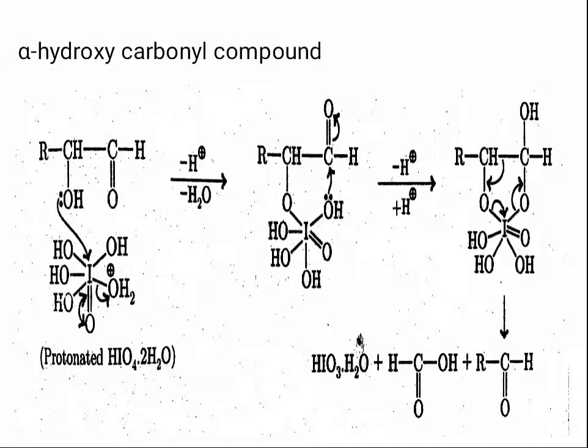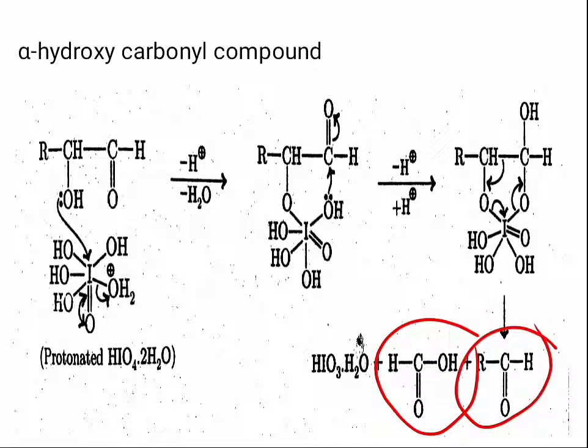This is in the case of an alpha hydroxy carbonyl compound. In the case of alpha hydroxy, this hydroxyl group will attack the iodine first, and then this water will be eliminated. Then after that this OH will attack this carbonyl group, and after that this C-C bond will be broken. So finally you will get an acid and an aldehyde.